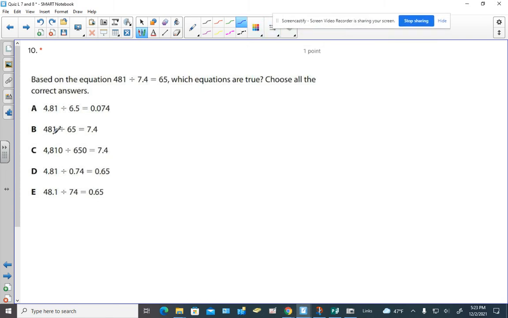We're looking at number 10. Based on the equation 481 divided by 7 and 4/10 equals 65, which equations are true? Choose all the correct answers. So a couple things to consider. One is, let's write our example over here.